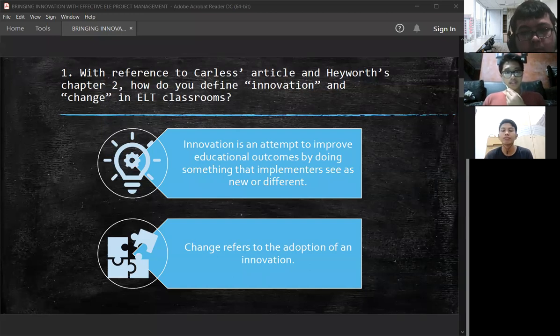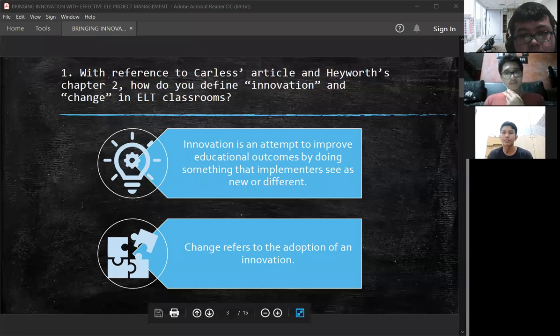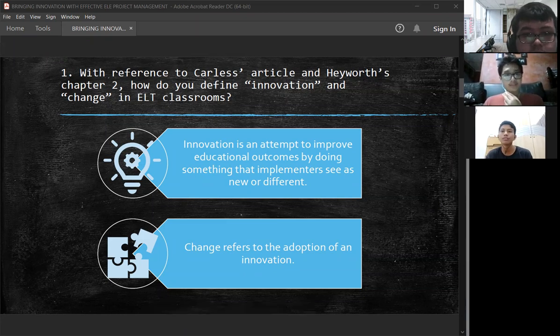The first question is, with reference to Carless's article and Hayward's chapter 2, how do you define innovation and change in the English language teaching classroom? The answer is, what we can conclude about innovation and change from these two sources is that innovation is an attempt to improve educational outcomes by doing something that implementers see as new or different. Innovation creates a variety of new foundations with new features and possibilities. And when it comes to innovation, we must remember that old ideas are no longer applicable, but the new principles are.